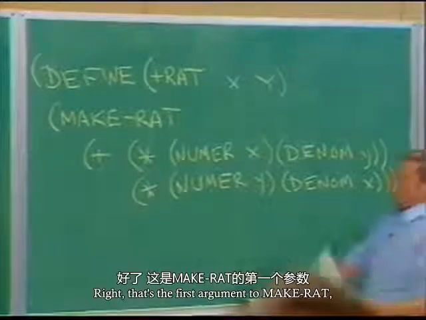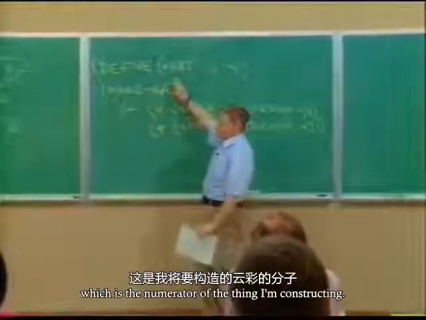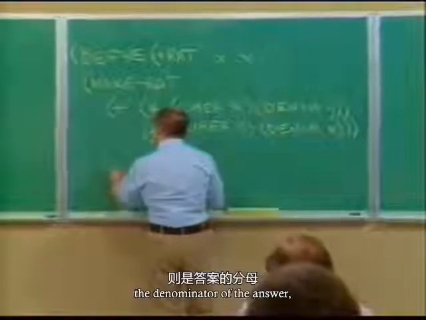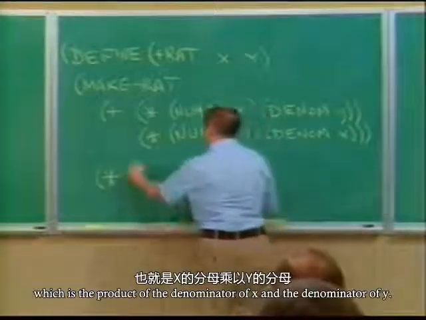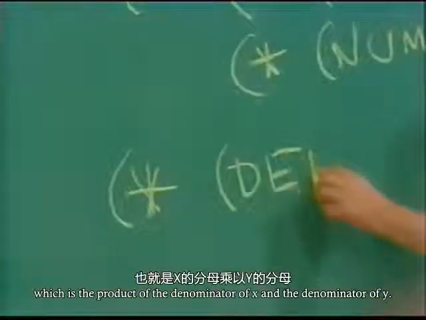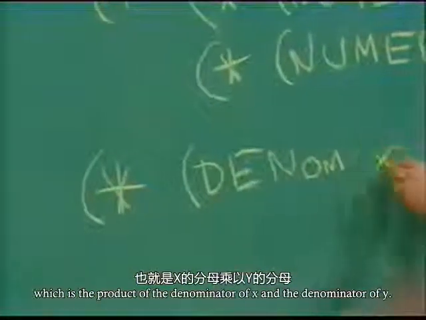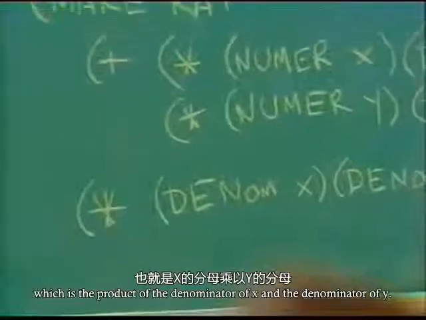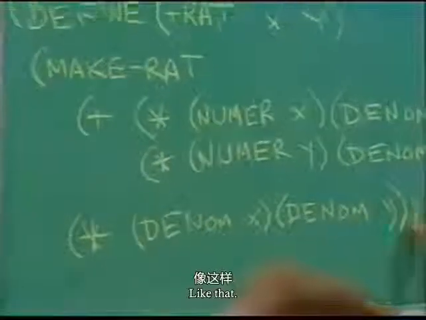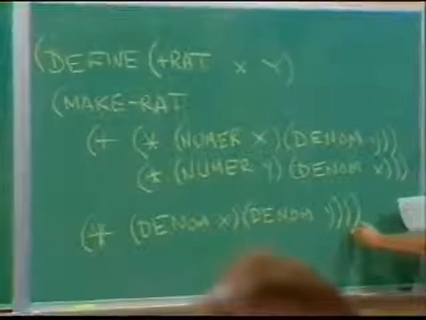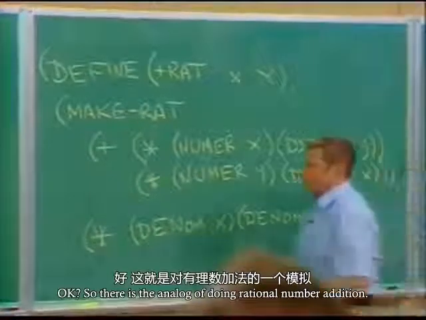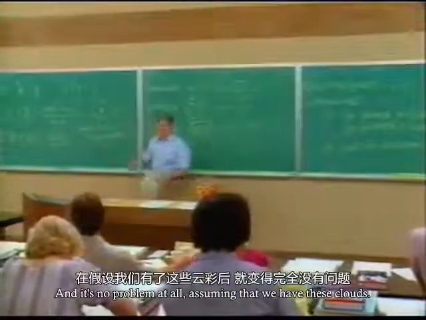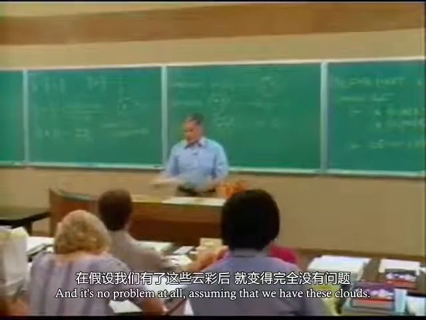It's the star plus the plus. Right, that's the first argument to makeRat, which is the numerator of the thing I'm constructing. And then the rest of the thing that goes into makeRat is the denominator of the answer, which is the product of the denominator of x and the denominator of y. makeRat. Okay? So there's the analog of doing rational number addition, and it's no problem at all, assuming that we have these clouds.